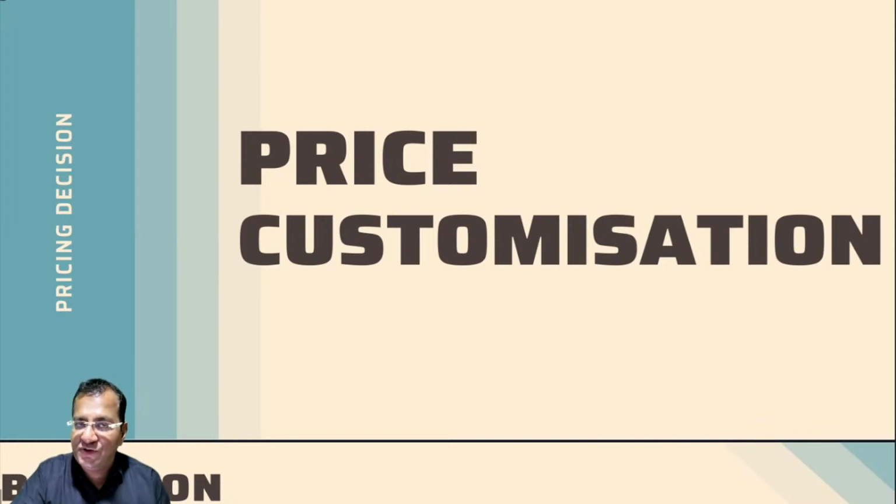If market is different, you can discriminate the price. If category of customer is different, you can discriminate the price. If the time of sale is different, you can discriminate the price. But price discrimination is not possible in the same market for the same category of customer and at the same time. Please write down, beta.